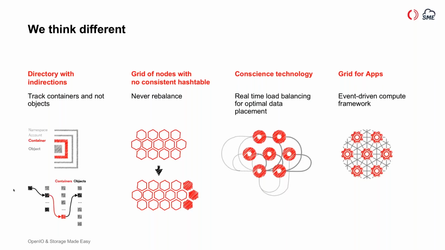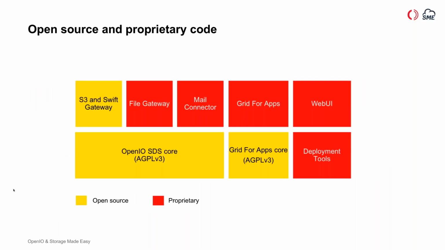And again, thanks to the Grid for Apps framework, we can choose to run applications directly close to the data. This kind of approach is very useful, for example, to run applications that can check the validity of data, add metadata to the data, and so on.